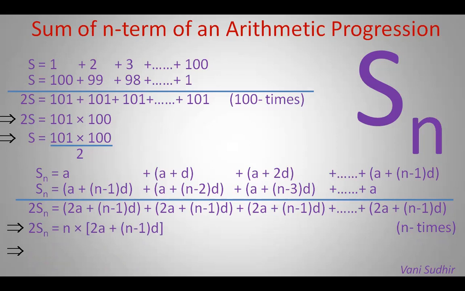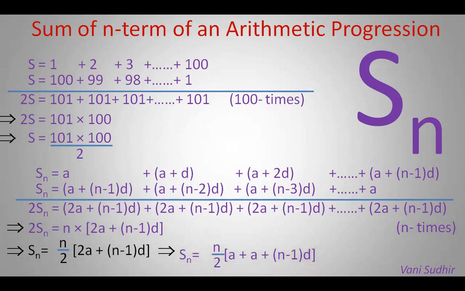So we will get a formula for the sum of n terms, that is n upon 2 times 2a plus n minus 1 d. Here we can also write 2a as a plus a. Here a is the first term and a plus n minus 1 d is the nth term. So we have another formula, that is n upon 2 times a plus an, where a is the first term and an is the last term.